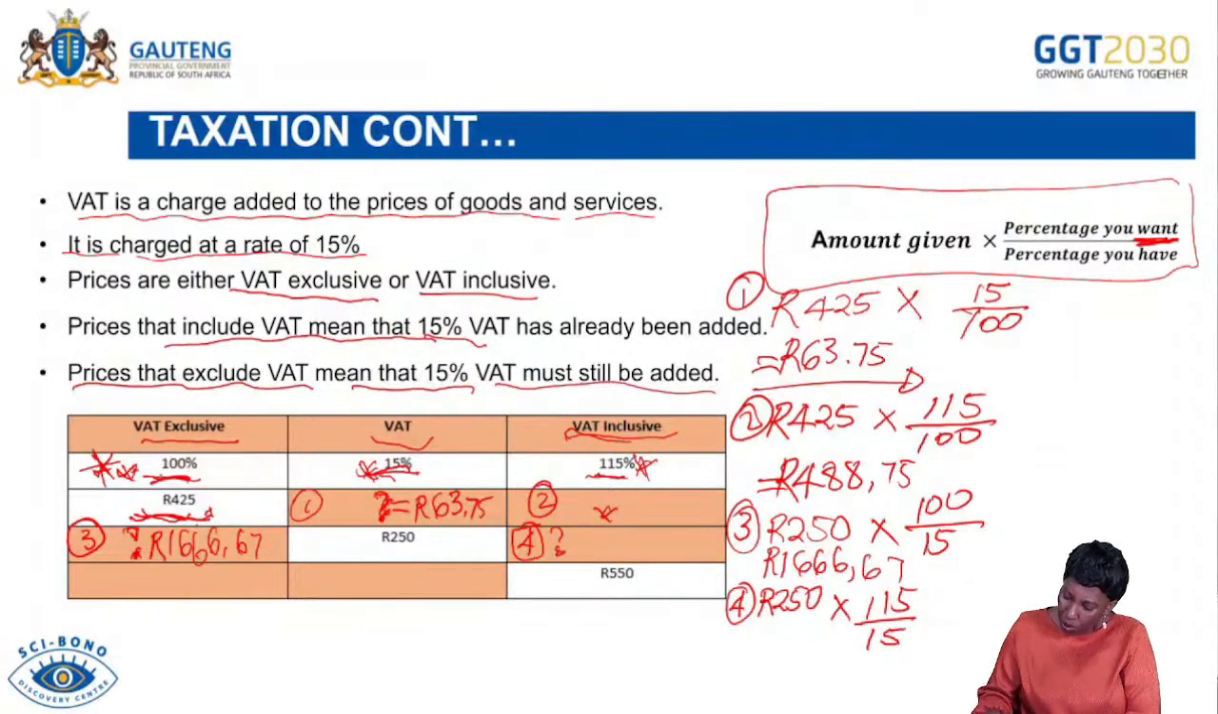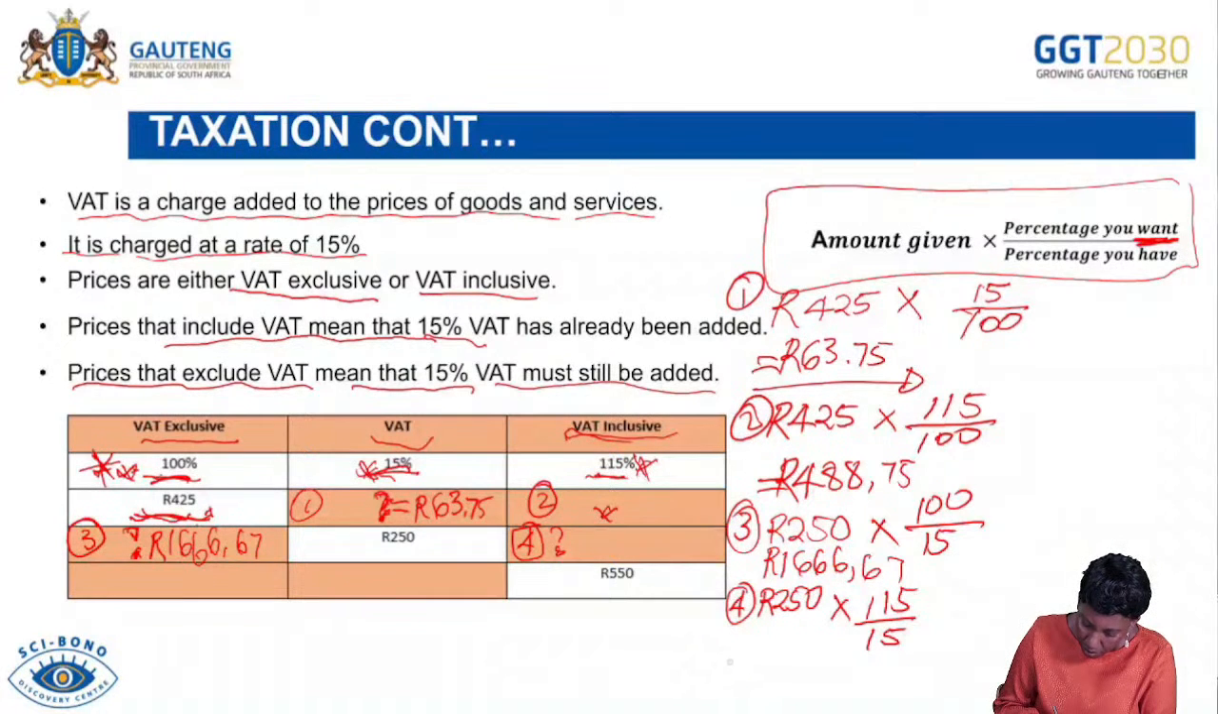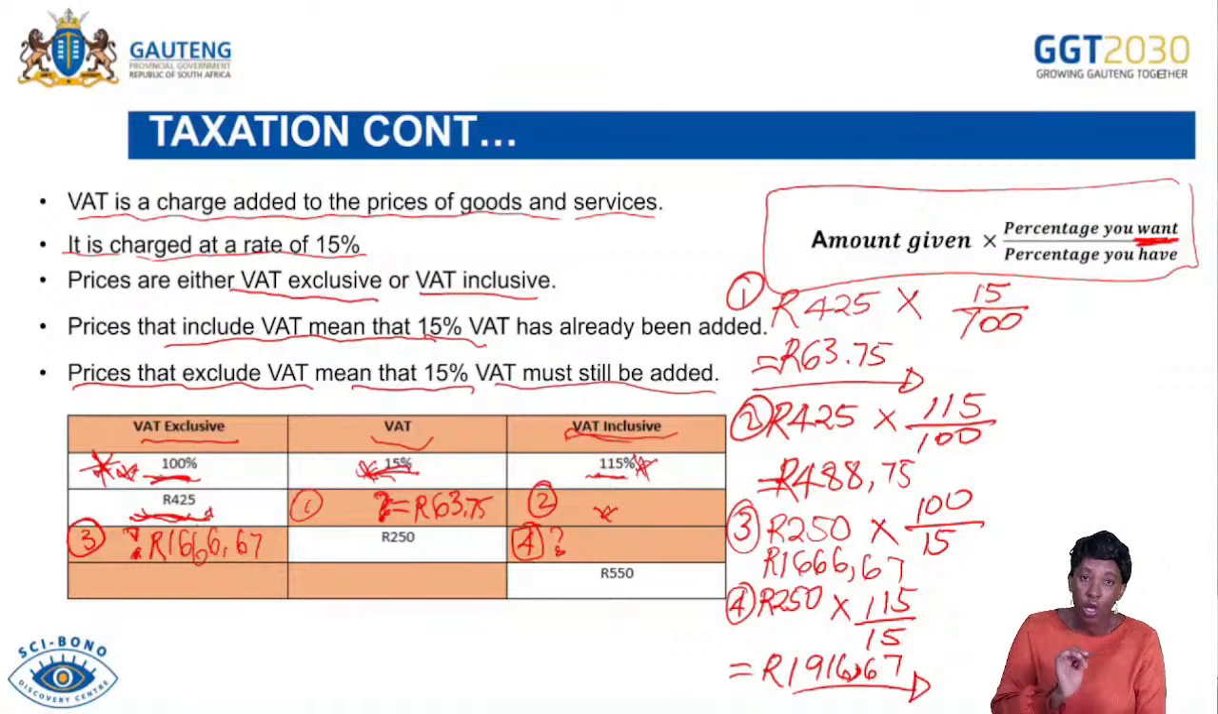So simply it will be 250 multiplied by what? By 115. And then you divide it by what? By 15. Then you get your answer to what now? It will be 1,916 rand 67. Remember I said I am going to round it off to 2 decimal places. So boys and girls, can you see how simple it is to work with what is given to you?